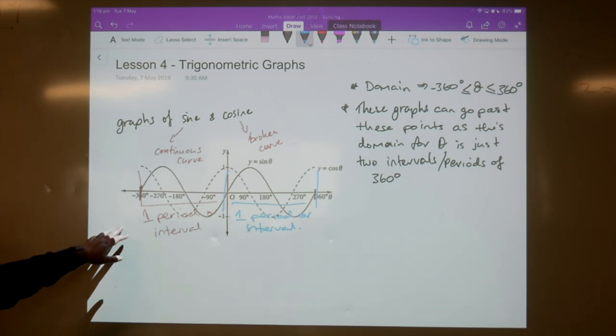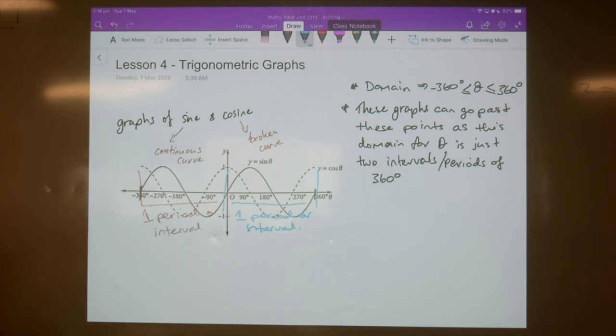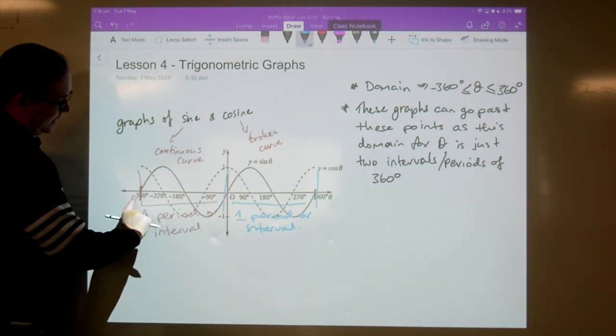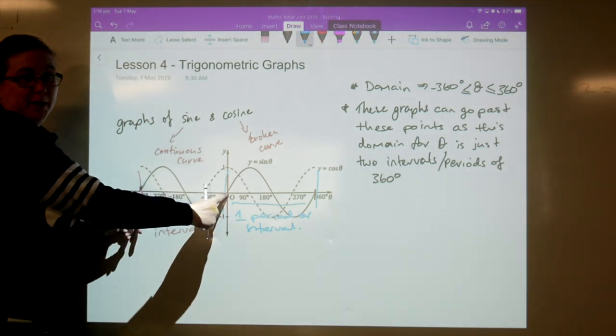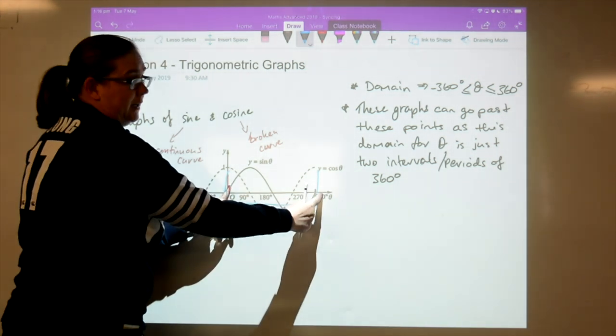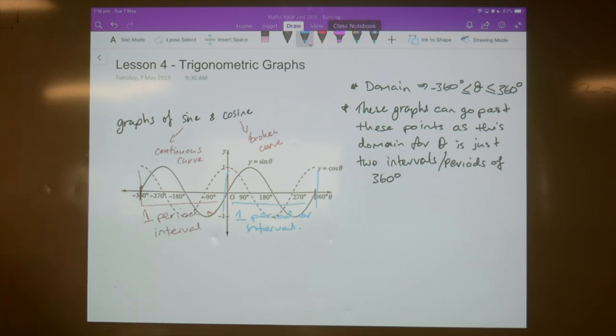Now just note that a period or interval will not necessarily always be 360. It just represents where the pattern starts to repeat. So we can see here, we're starting here, we go up, we go over the hill, we go down in the valley, and we start to go back up again. And then it repeats. So this section here gets repeated right here. So that's what the period or interval is. It's the bit where it starts to repeat again. Does that make sense?